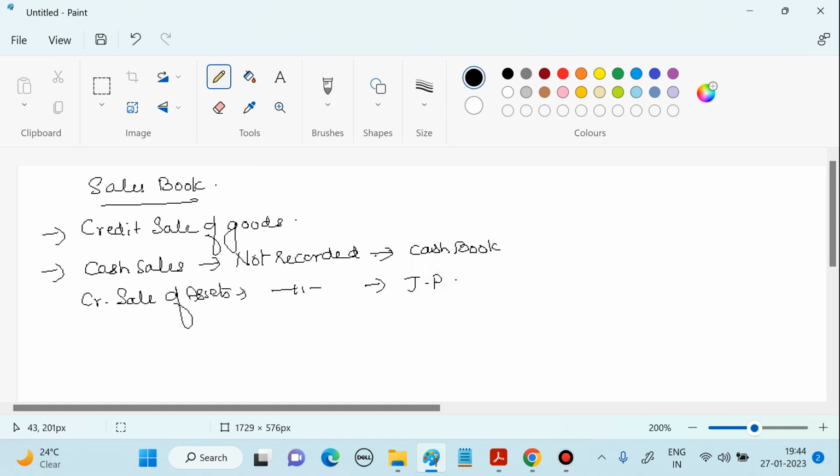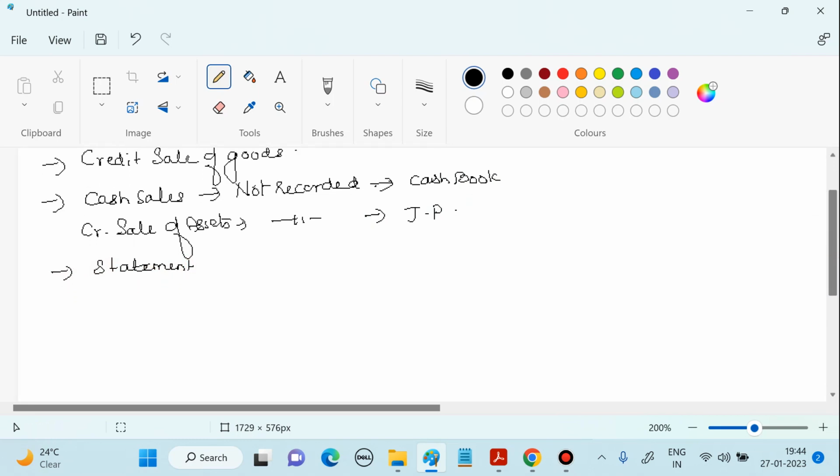Now, this sales book is also in the form of a statement. Very similar to your purchase book, nothing different. There you're going to have the date of transaction. You're going to have the particulars column where you'll write the name of your customer and the details of the items that have been sold. Then there would be less trade discount and any additions made of any cost.